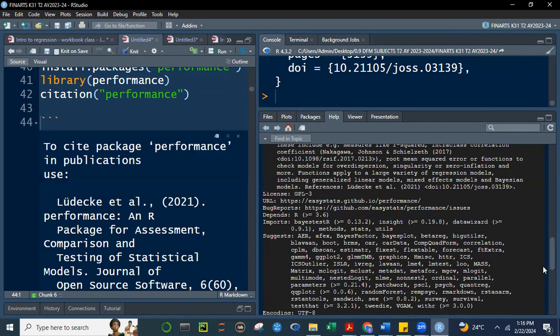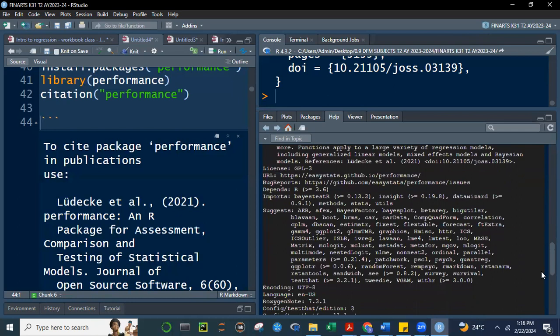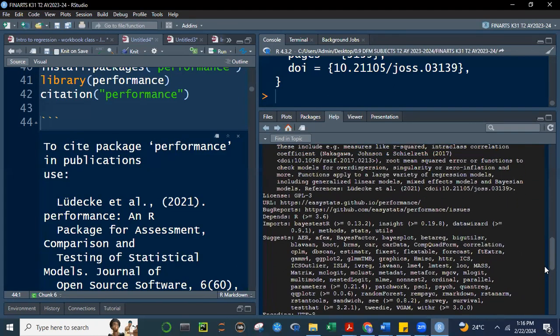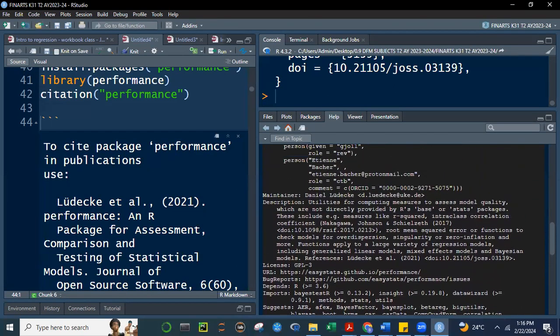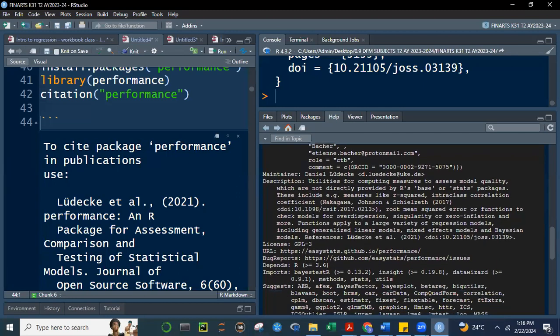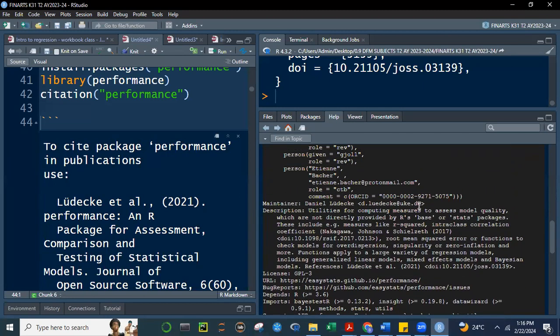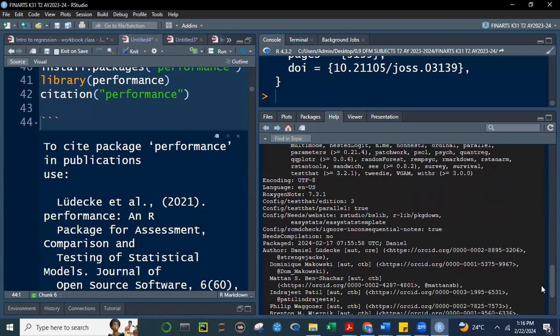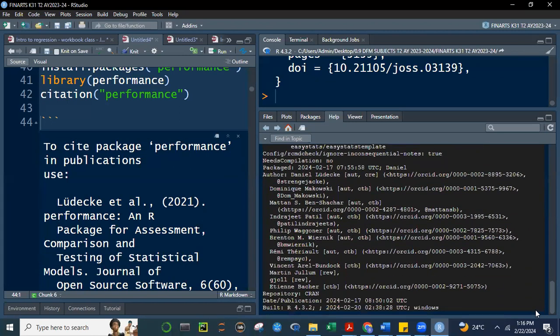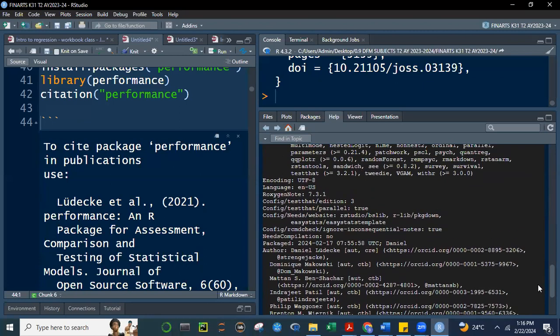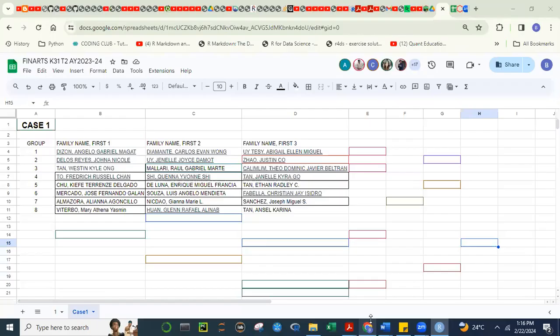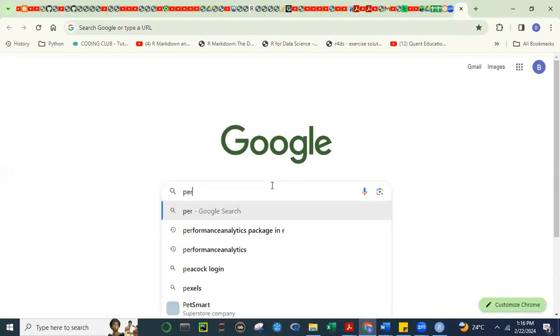Okay, and of course, if you want to see the documentation of this, we can look for the PDF. Ludecke is German, Deutsch DE, that's Deutschland. Where is it? On CRAN. Anyway, class, just look for the documentation on CRAN. Okay, let's just look at it while we're here. The performance package.